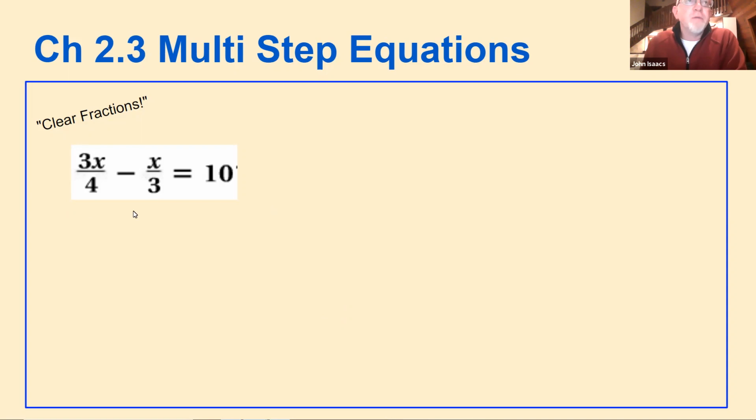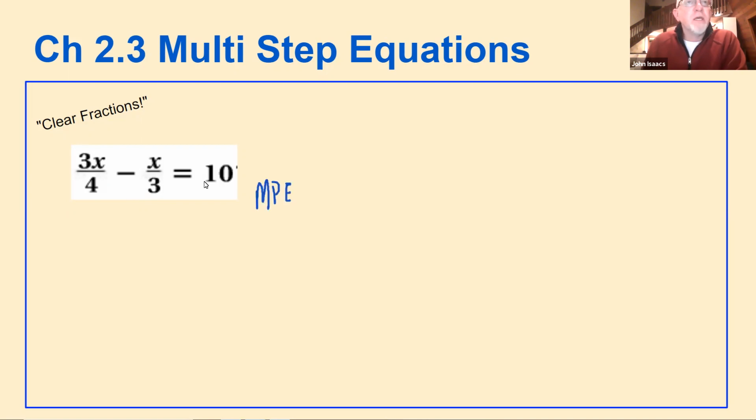So here's an equation, 3x divided by 4 minus x divided by 3 equals 10. Now you could try to combine these like terms, 3/4 x minus 1/3 x, but dealing with the fractions doesn't make sense if we can just get rid of them. So we're going to do a little trick. We're going to multiply by the denominators.